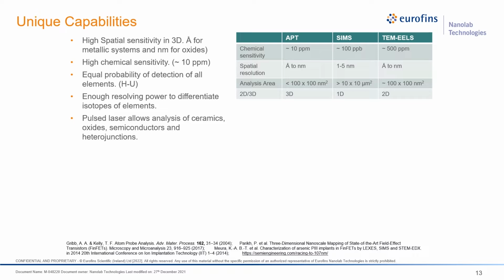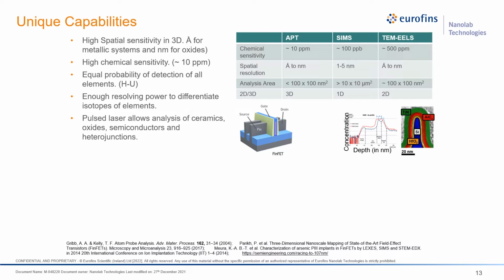Just to bring that point home, if you look at a complex structure such as a FinFET, which contains these kinds of 3D shapes, SIMS can provide just 1D information about the concentration as a function of depth. TEM provides 2D information, specifically spatial information about the different layers. But atom probe tomography can provide true 3-dimensional information about the entire structure as well as the chemical information.